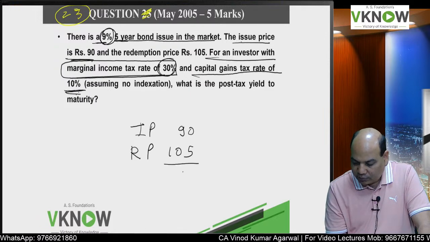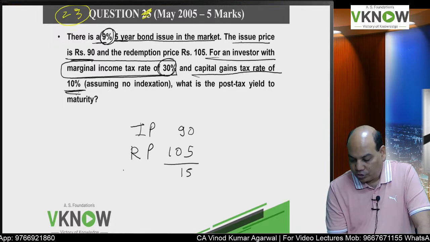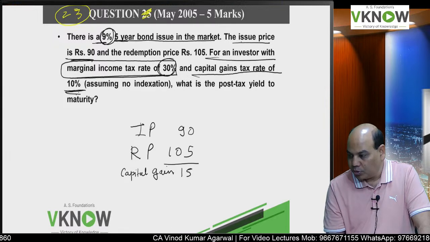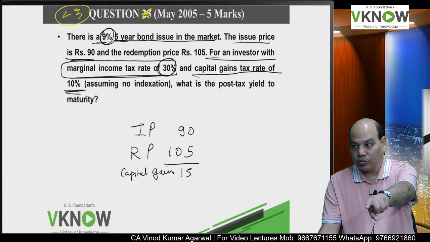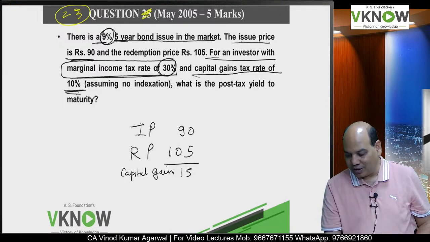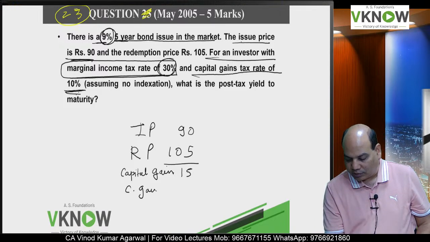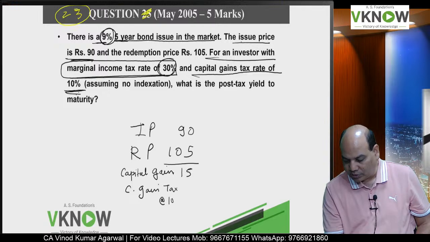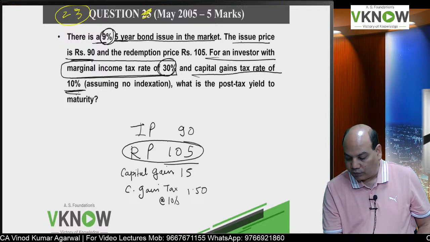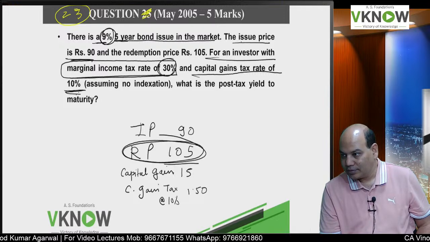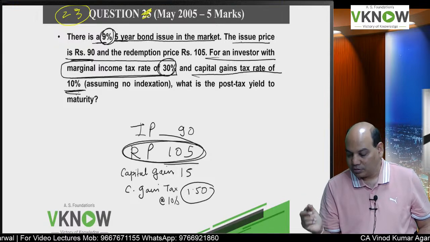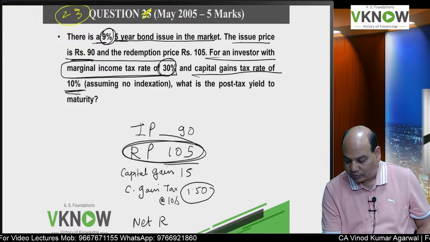Capital gain tax will be applied when this bond is redeemed because you will get a profit of 15 rupees when it matures. So government will say, you bought at 90, now you are selling at 105, please give capital gain tax. What will be capital gain tax at the rate 10%? 1.50. You will get redemption value of 105, but government will take 1.50. So what is your net redemption value?